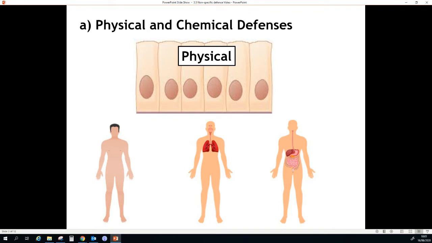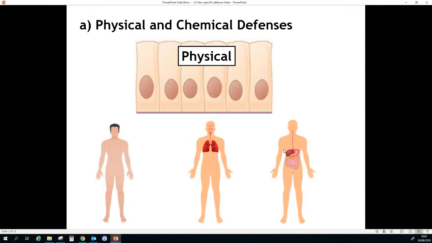The non-specific defences are split into those which prevent the pathogens entering the body and those which destroy them once they're inside. So we start with looking at the ones that prevent entry to the body. In biology, we tend to think of the outside of the body as the area outside the skin, which is fairly obvious. So anything on the outside of your skin we count as the outside of the body.